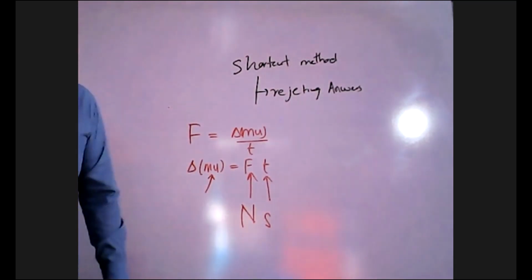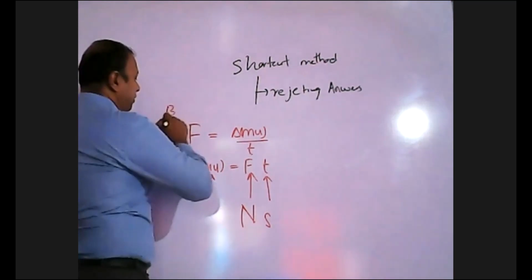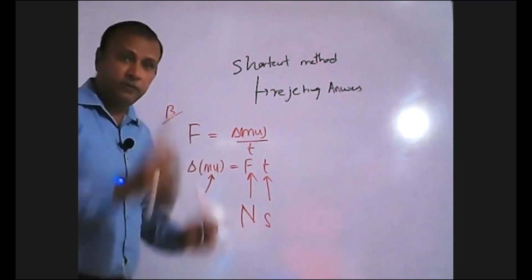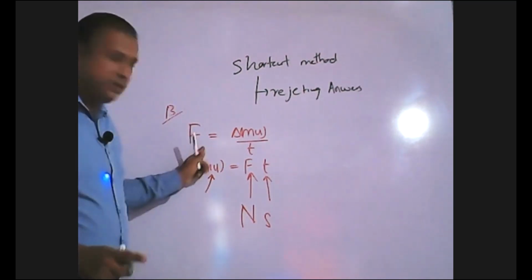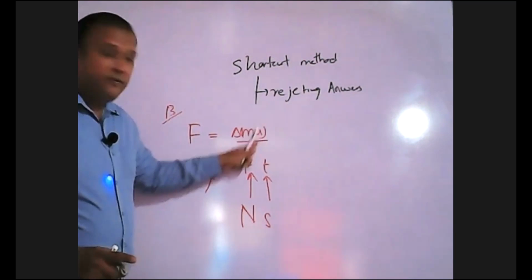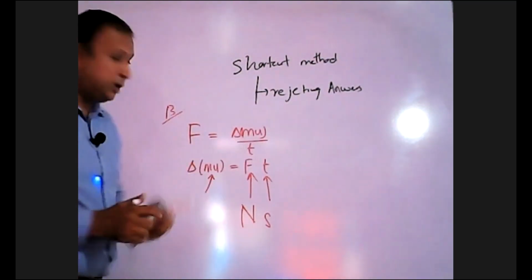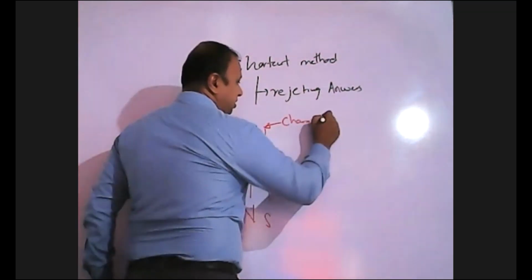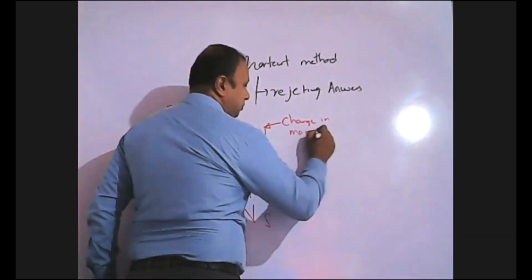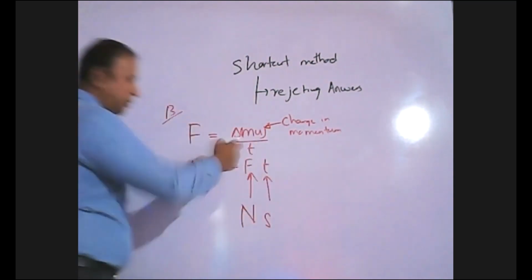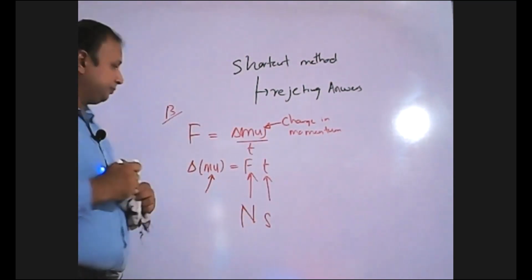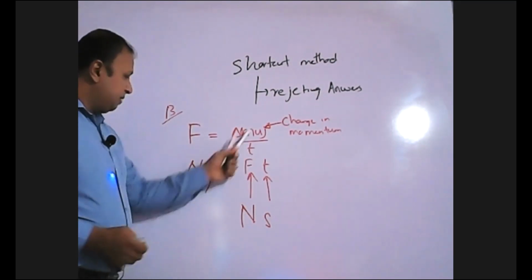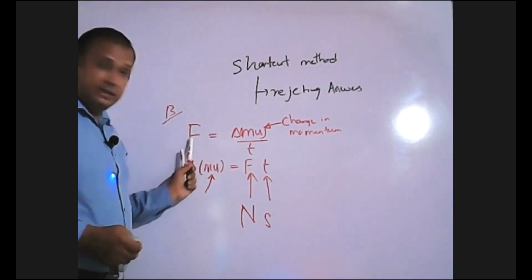Question number 30, no? When you are writing the review of this question, you can write this one. Force is equal to delta mv over t. Delta mv means change in momentum. Change in momentum over time. So if I make change in momentum the subject, it is equal to ft.